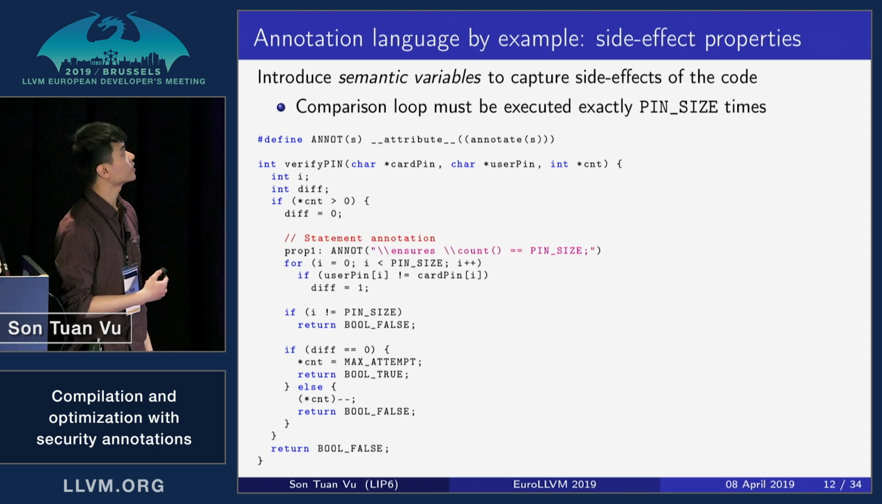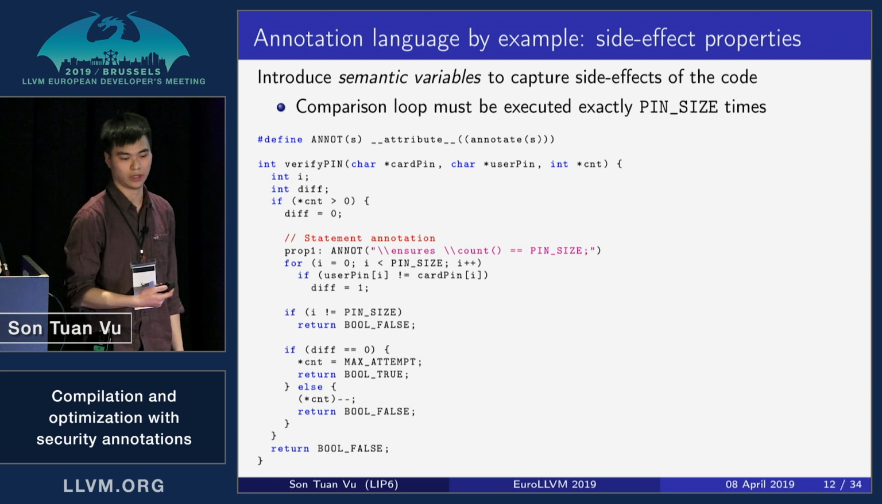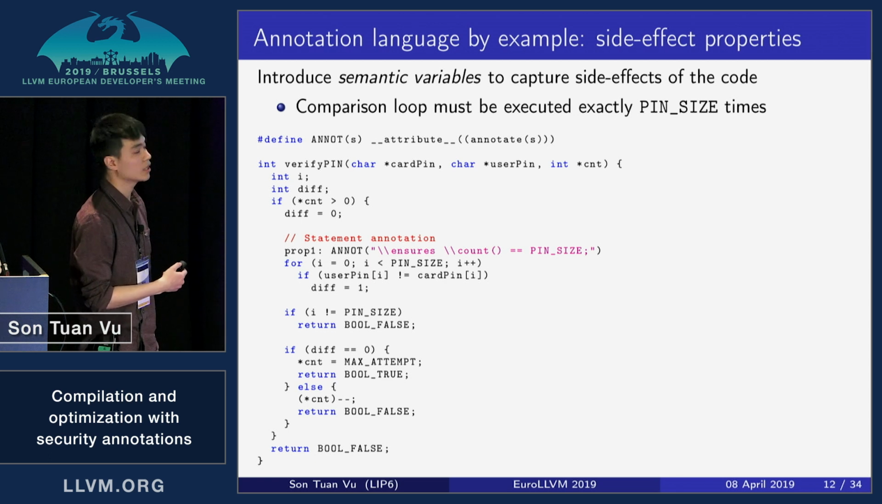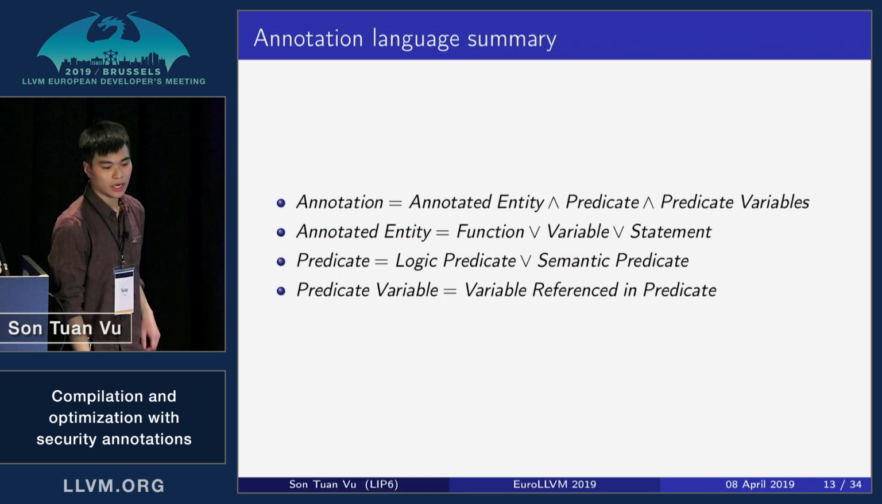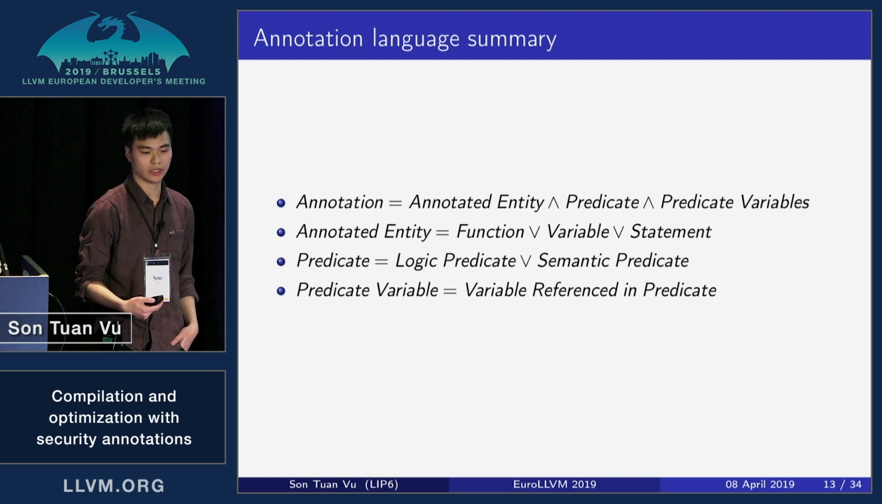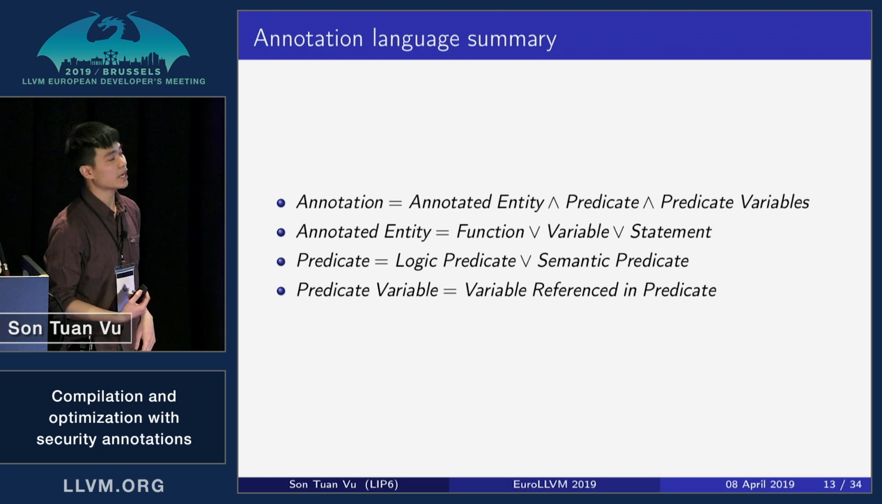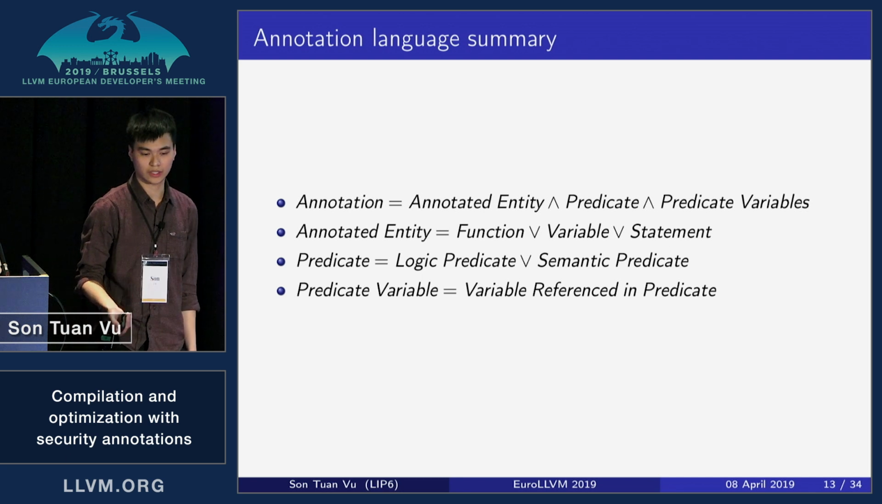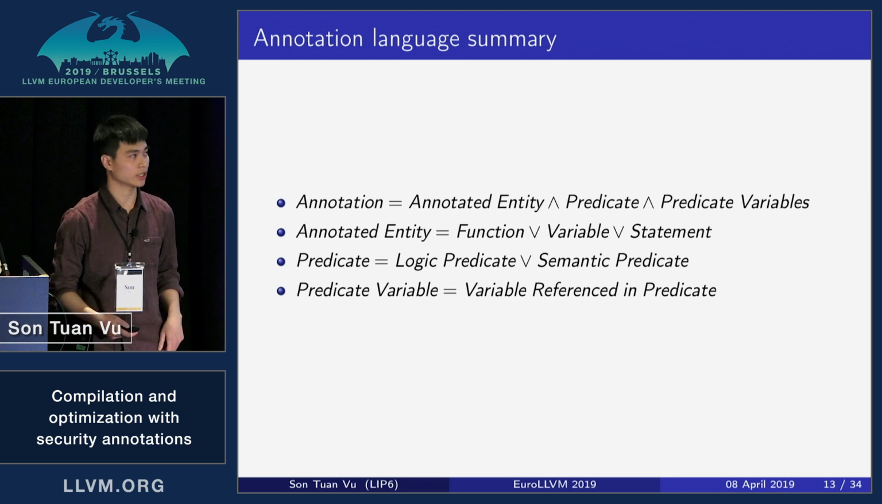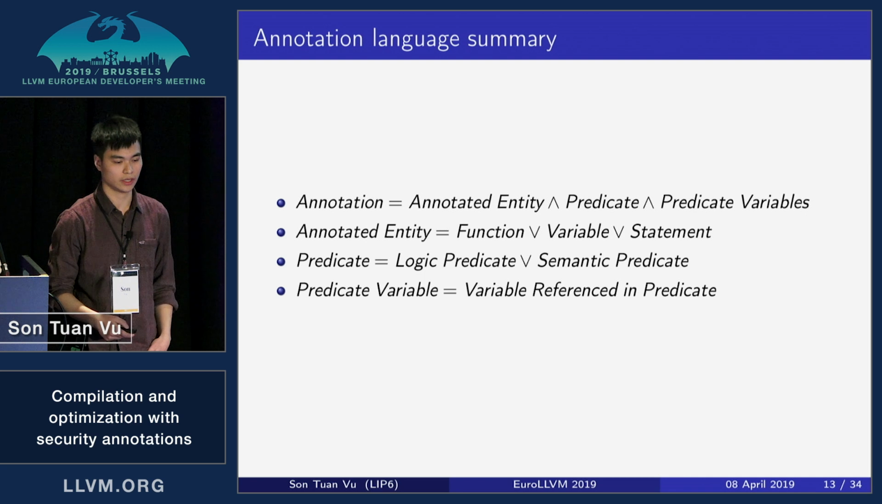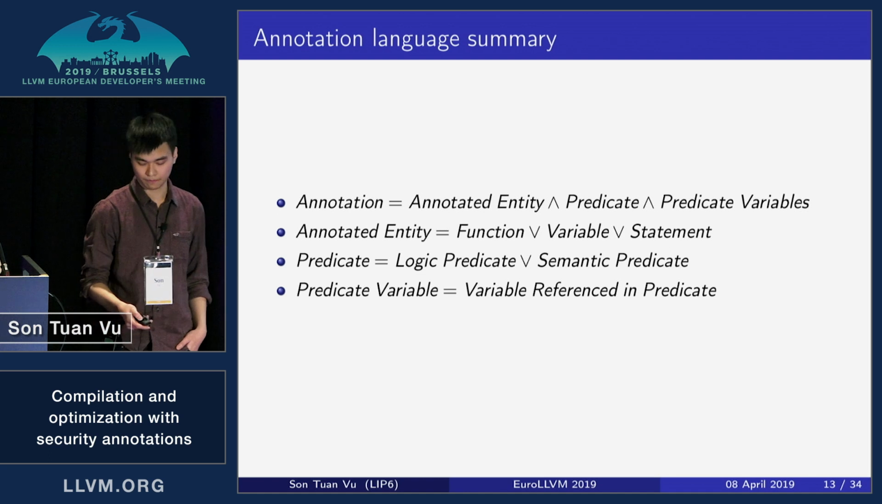And we also introduce some semantic variables to capture the side effects of the code. Here we have the count, which represents the iteration counter of the loop. In a nutshell, the annotation is defined by an annotated entity, a predicate, and potentially some predicate variables. An annotated entity can be either a function, a variable, or a C statement. A predicate is either a logic predicate, so a Boolean expression, or the semantic predicate that we just presented. And a predicate variable is just a short name for a variable referenced in the predicate.